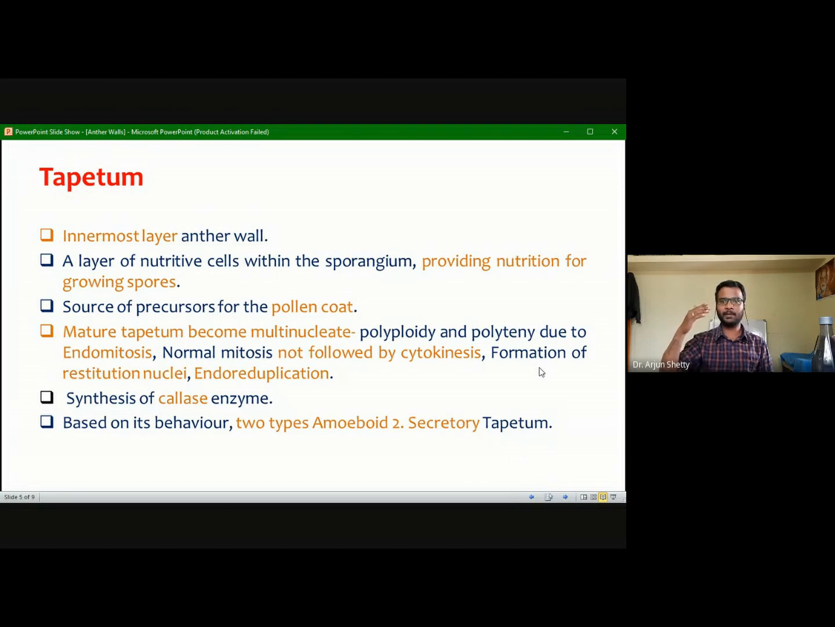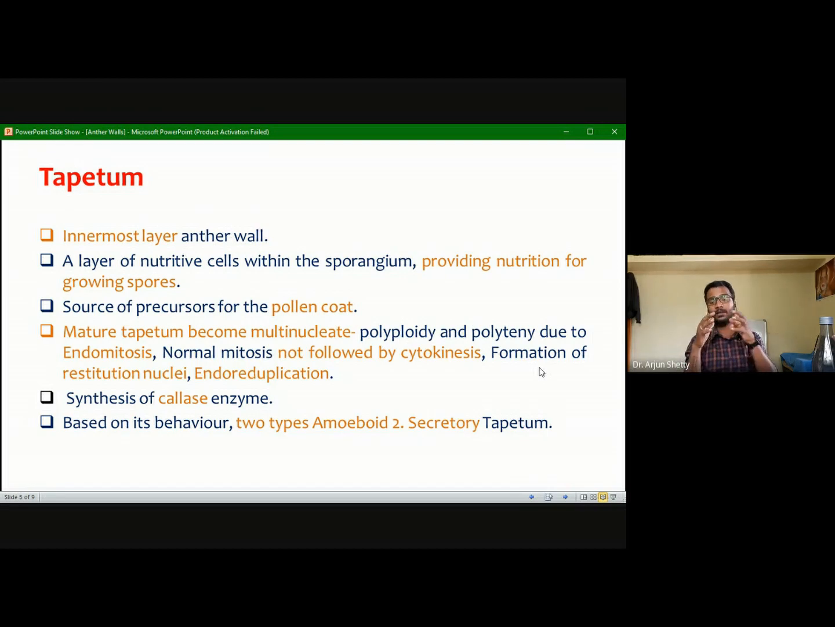Because the endothecium is far away from the microspores, whether it is the pollen mother cell or the microspores. And because the endothecium has to transfer the nutrients, it has to transfer them from the middle layer and then the tapetum, and that has to reach the microspores. So that is the intelligence of a plant: the tapetum, which is very near to the microspores, is also acting as a nourishing tissue, nourishing cells to the developing microspores.